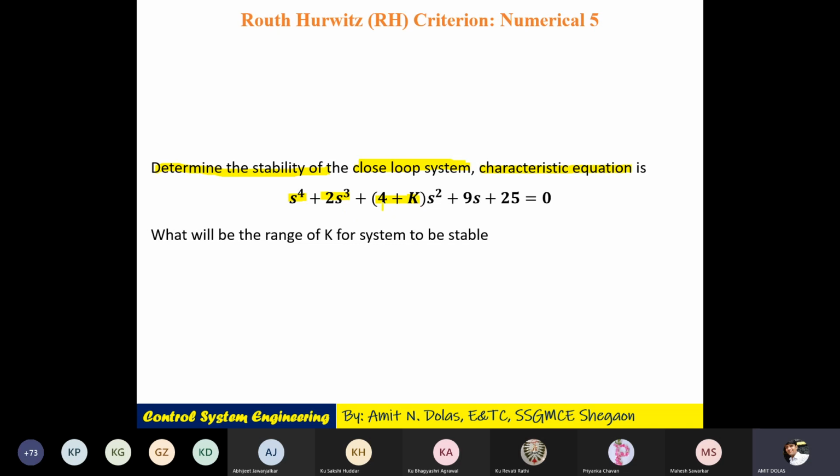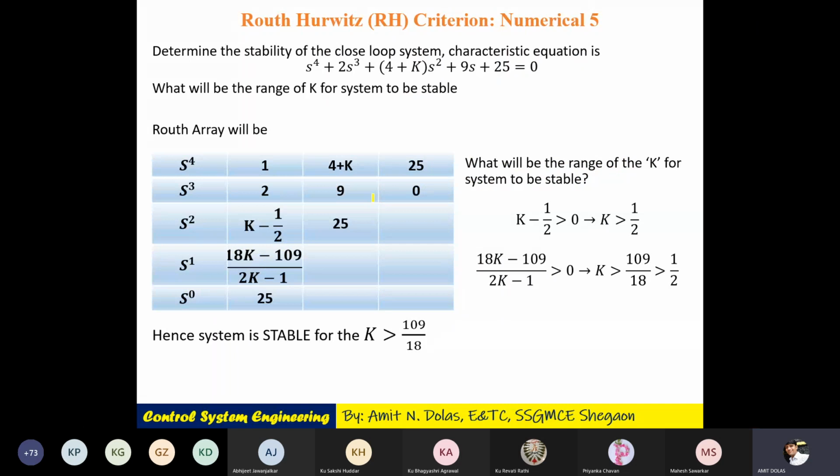ये कोएफिशिएंट है 4 plus k, s square का, s square plus 9s plus 25 equals 0. What will be the range of k for system to be stable? ये जो k है इसका रेंज बताना है जिसके लिए सिस्टम स्टेबल रहेगा. अगेन यू हैव टू प्लॉट रूट अरे, राउथ अरे. राउथ अरे प्लॉट करने की मेथड विल नॉट चेंज हियर, इट विल रिमेन सेम. So I will use this characteristic equation.